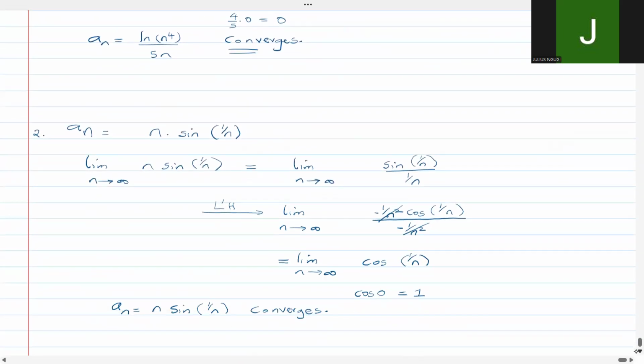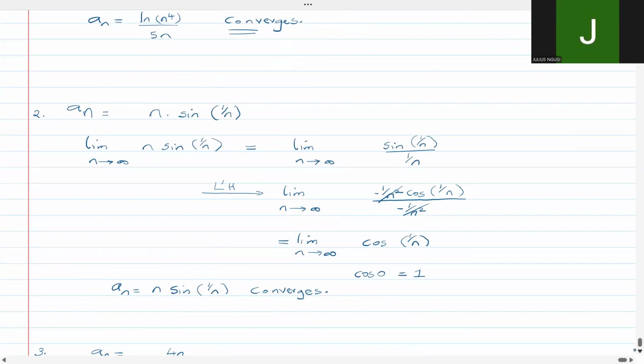The second one is a_n equals n multiplied by sine of 1 over n. So we find the limit as n approaches infinity of that function. If we do the inspection first, we find this is an indeterminate form of the type infinity times 0. So that means we have to use L'Hopital's rule again.